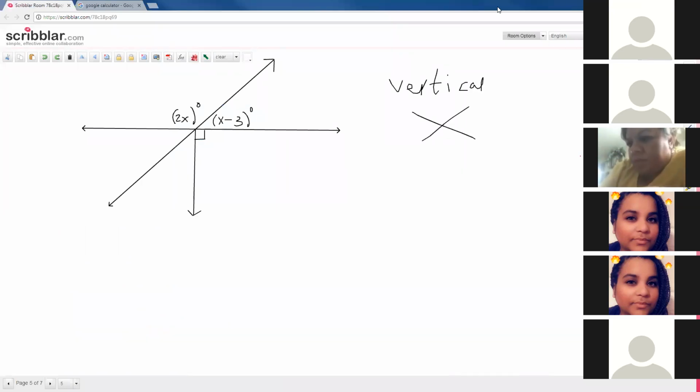When they're across from each other, they're the same. So if this is 40, this is 40. We had our complementary.